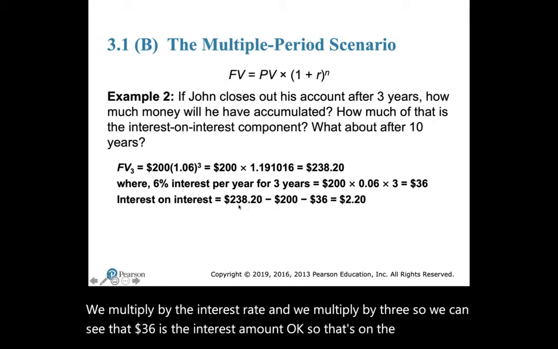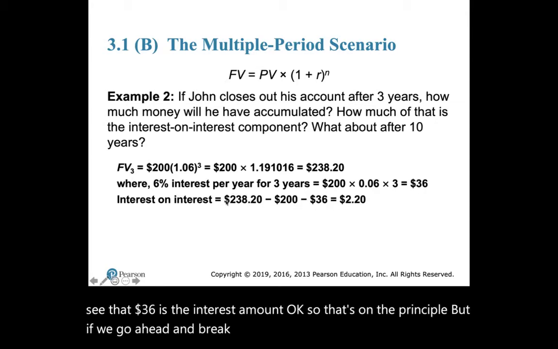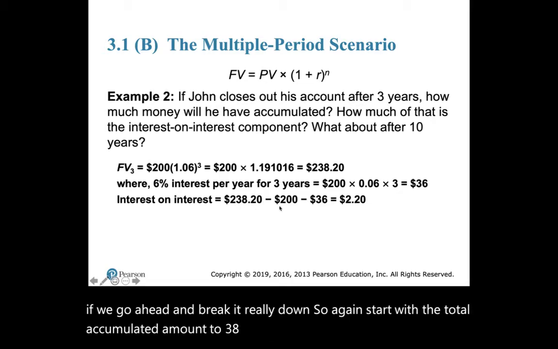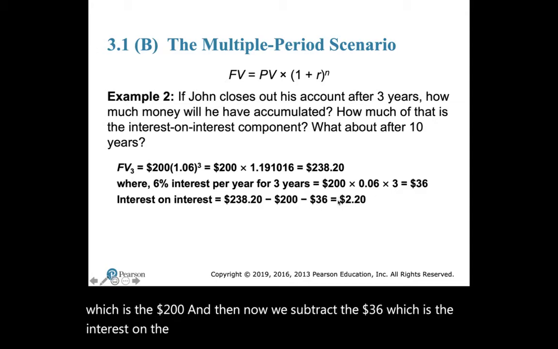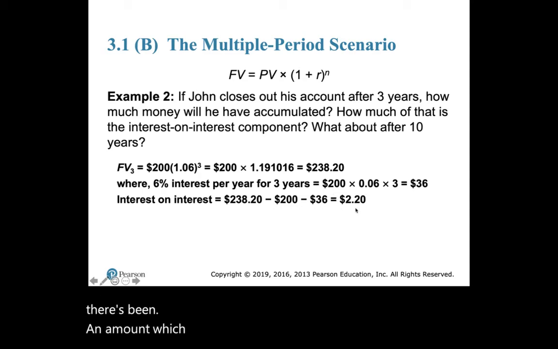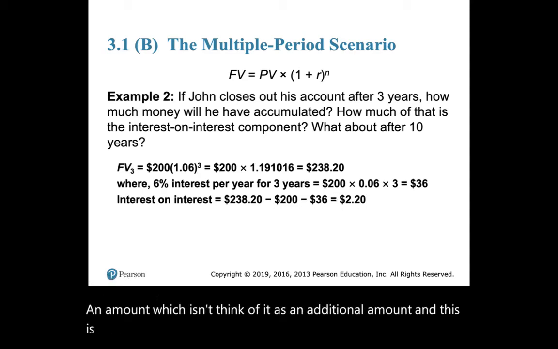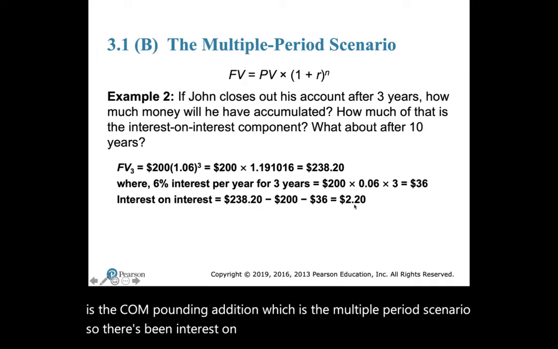But if we go ahead and break it really down, so again, we start with the total accumulated amount, $238.20, okay? So we subtract the principal, which is the $200, and then now we subtract the $36, which is the interest on the principal. We can actually see that there's been an amount, think of it as an additional amount, okay? And this is the compounding addition, which is the multiple period scenario. So there's been interest on interest of $2.20. And that's after 3 years.